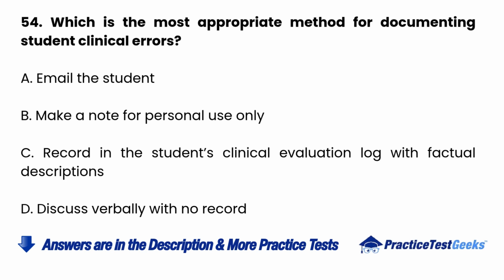54. Which is the most appropriate method for documenting student clinical errors? A. Email the student. B. Make a note for personal use only. C. Record in the student's clinical evaluation log with factual descriptions. D. Discuss verbally with no record.